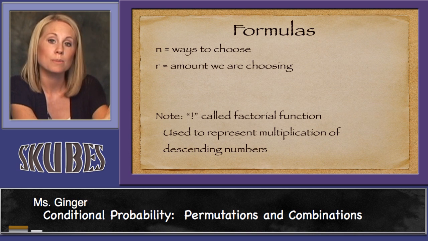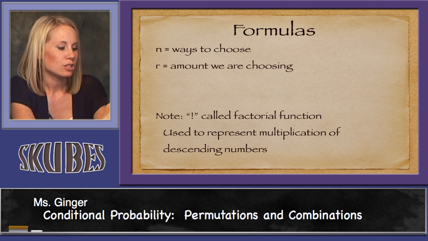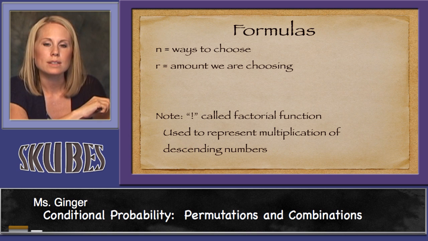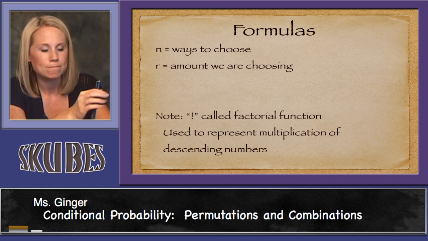Okay, and I've got that as a reminder here at the top. n is the total, r is the amount we're choosing. And note, I mentioned factorial when I was talking about the formulas, and what that command means is we're going to take that number and multiply by each number descending down from that number until we get down to 1.